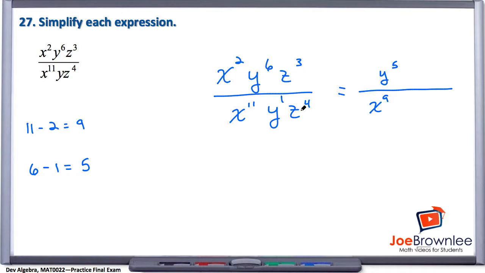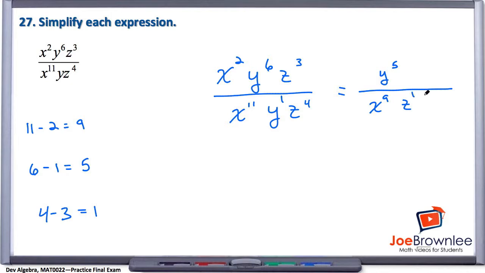Lastly, z cubed over z to the 4th. Are we top heavy or bottom heavy? Well, we're bottom heavy by how many? By 1, because 4 minus 3 gives us 1. And since we were heavy downstairs, that's where we're going to stay.